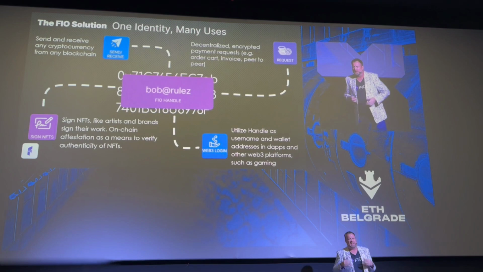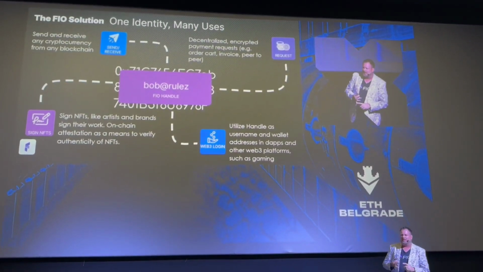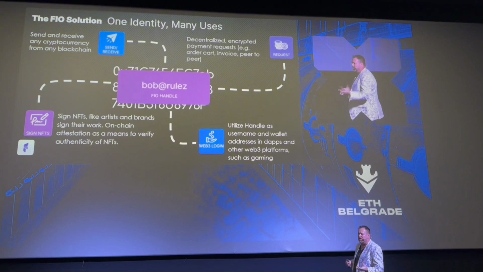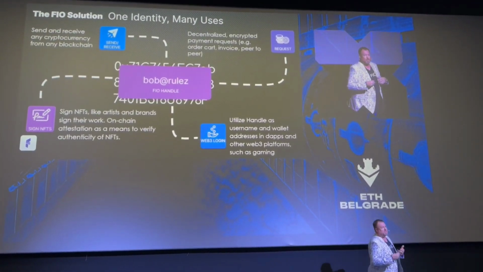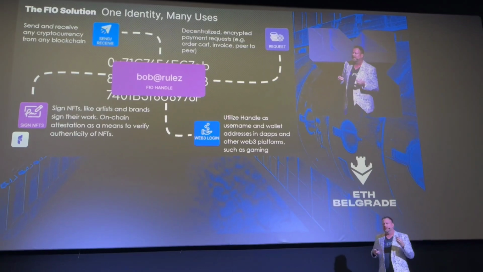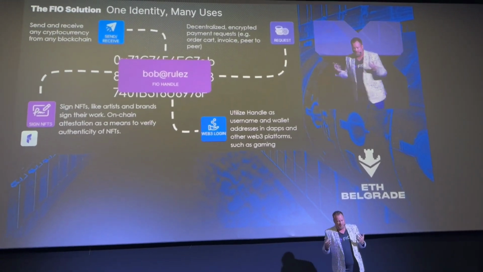So the FIO solution has many use cases, and it's more than just wallet addresses, right? I've got ENS, I've got some Unstoppable Domains. Not knocking those guys. We've actually had talks about working together on different things, but we do something different. We're also not designed to build websites on top of. So sending and receiving cryptocurrency is where we overlap.